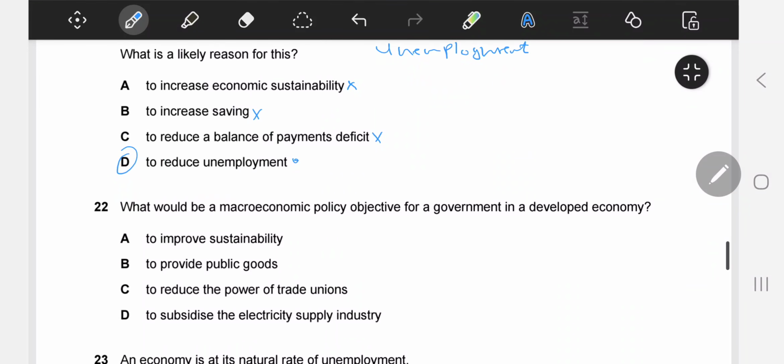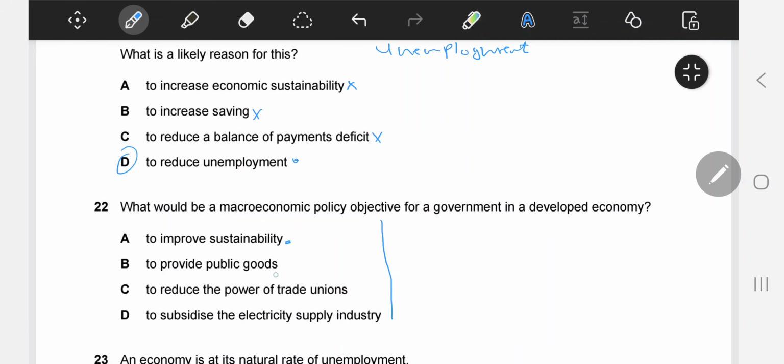Let's go to 22. Okay, what would be a macroeconomic policy objective for government in a developed economy? So the economy is already developed. So we're talking of developed economies here. So let's try A, to improve sustainability. This one is very likely because the economy is developed.